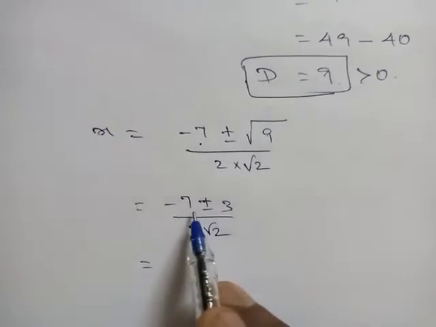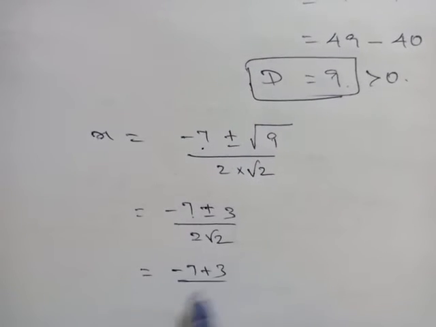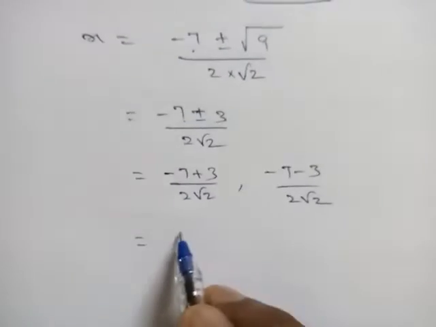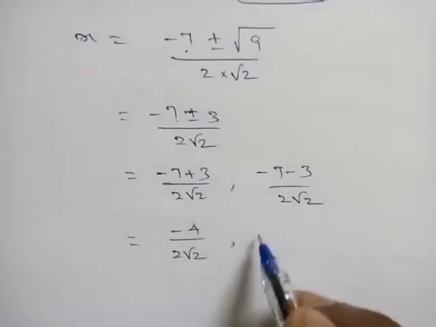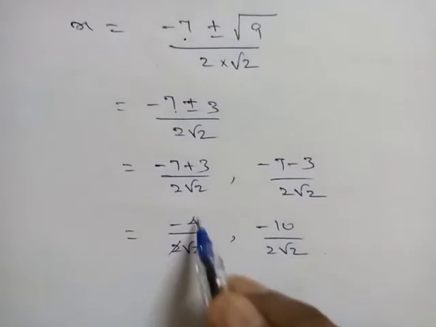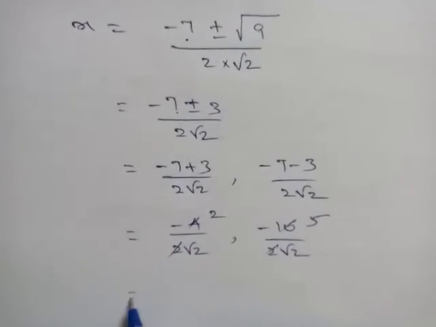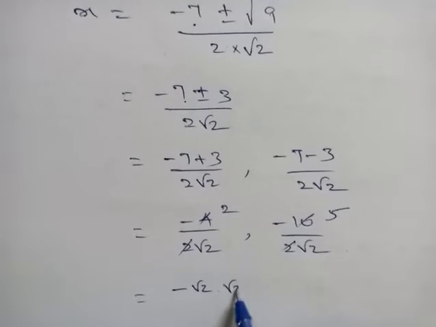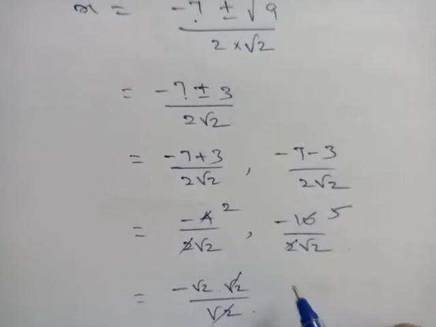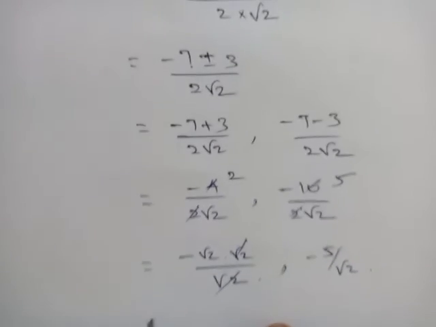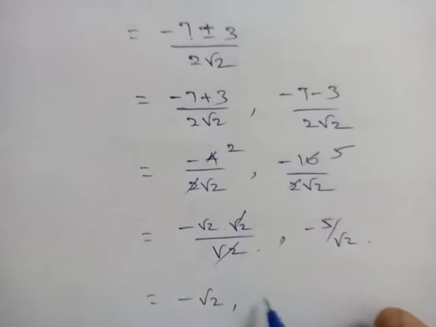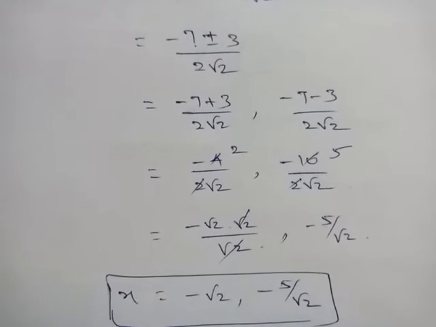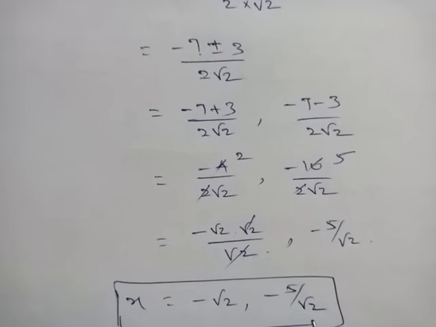First you take the plus value, what will you get? Minus 7 plus 3 divided by 2 root 2. Another one, minus 7 minus 3 divided by 2 root 2. So what will you get? Minus 4 divided by 2 root 2, and minus 10 divided by 2 root 2. This you cancel here. So what is this? Minus 2 divided by root 2. Once again, this minus 2 can be written as root 2 into root 2, correct? Divided by 1 root 2. This root 2 we can cancel. Here minus 5 by root 2. So finally what are we getting? Minus root 2, comma, minus 5 by root 2. These two are the roots of the quadratic equation. The same answer we get.